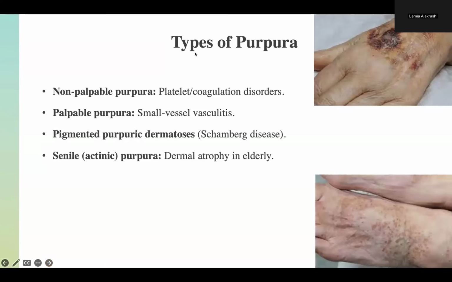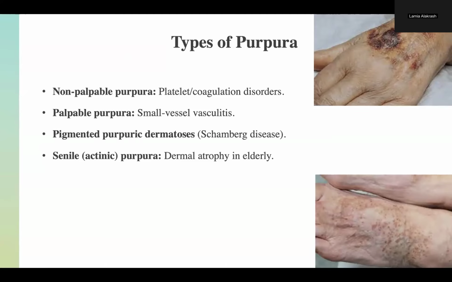Purpura can be divided into some types. When we have non-palpable purpura, it means a platelet or coagulation disorder. When you have palpable purpura, that means you can feel it. It indicates inflammation. The most common example is small vessel vasculitis.